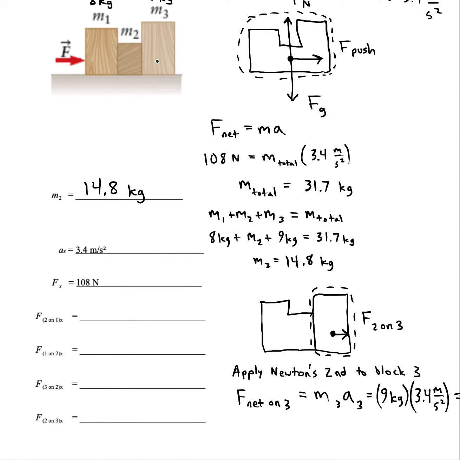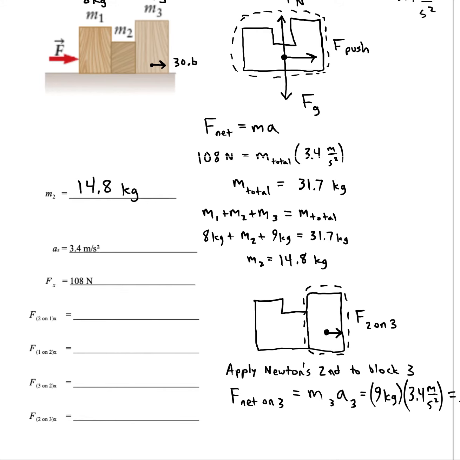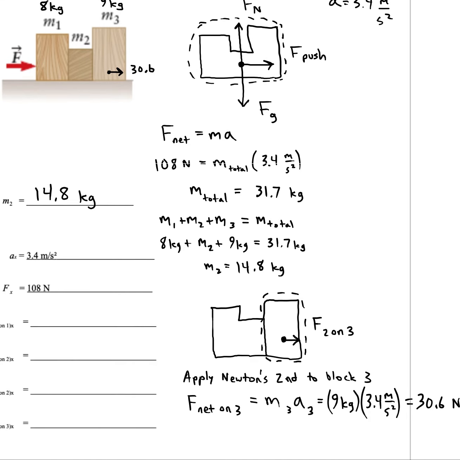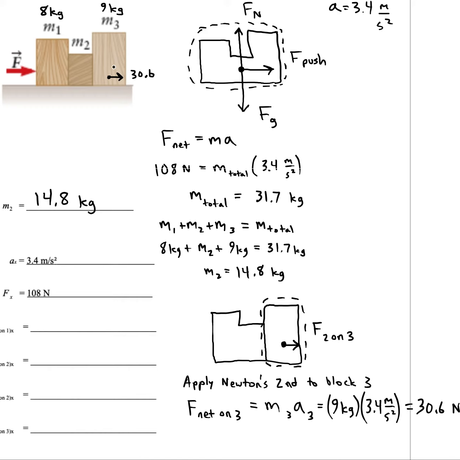Alright. So now we know this is 30.6. And so the thing about Newton's third law is that forces come in pairs. So this guy has to have a pair somewhere. And so where is his pair? Well, whatever object is pushing on block 3, that same object is going to feel a push back by object 3.